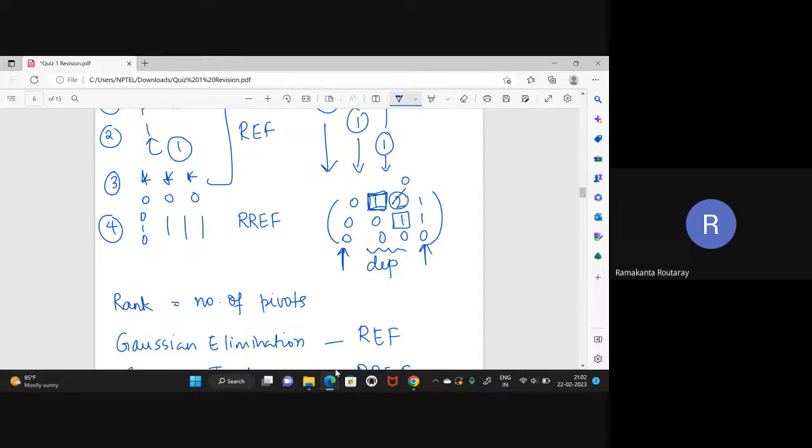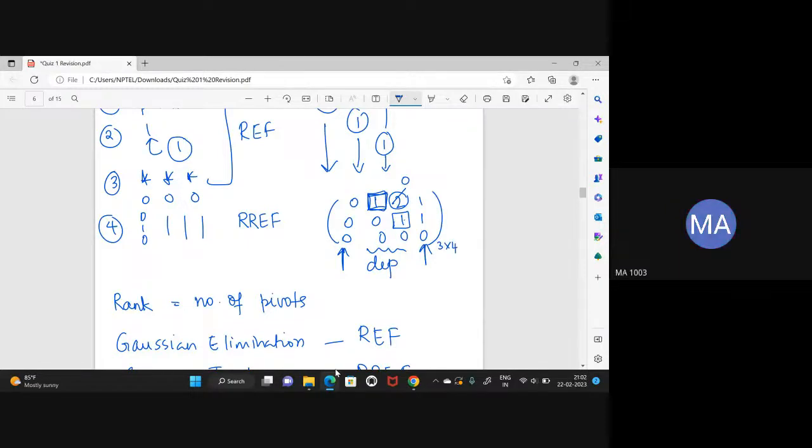Ma'am, actually, here rank is 2, as you said, the number of non-zero rows, right? And the dimension will be 3, no? Or dimension will be 4, or the nullity and dimension. What is dimension? Number of rows. Dependent variables, actually. And number of rows.